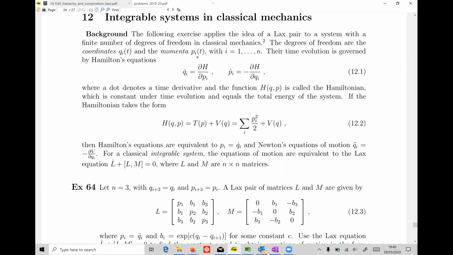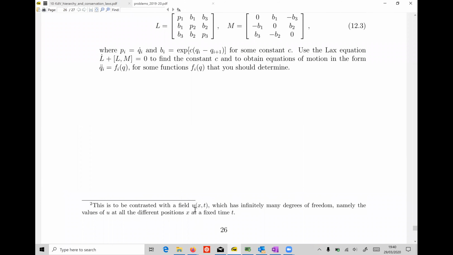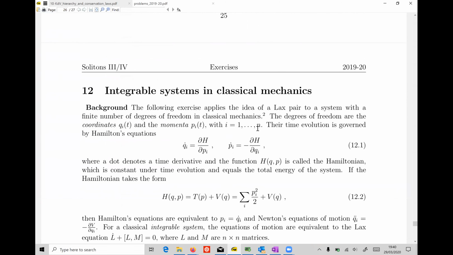So this should be contrasted with the partial differential equations or field equations that we studied, like KdV, because there we have, that's the footnote here, a field u, which is a function of x and t. So we can think of it as a system with infinitely many degrees of freedom, because at fixed time t, u can take different values at each different position x, and there are infinitely many different positions x along the real line. Now we just have a finite number n of degrees of freedom, n coordinates, and n momenta. So this is a much simpler system.